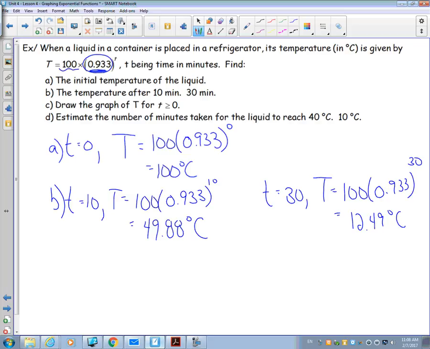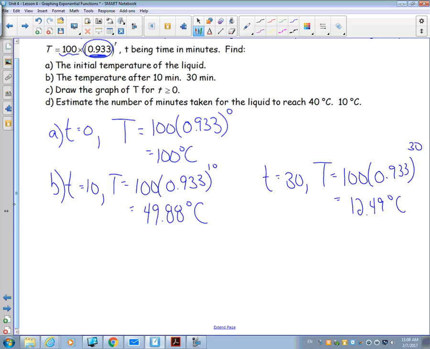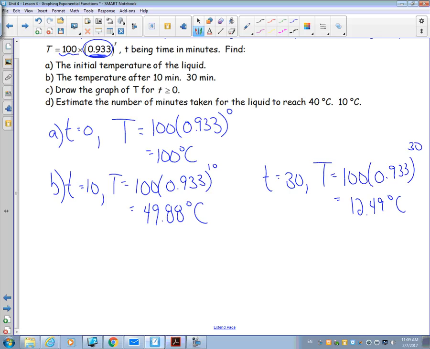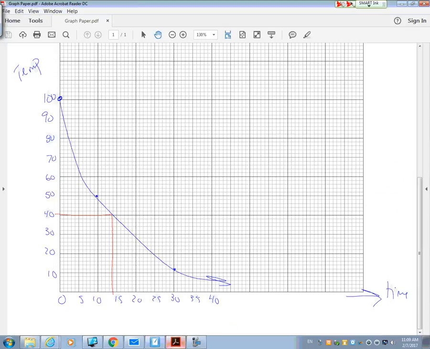Okay. Part D, we want to estimate the number of minutes taken to reach 40 degrees Celsius and 10 degrees Celsius. So where's 40 degrees Celsius? We can estimate that pretty easily. It's right there. So I'd say about 14 minutes. So D, 14 minutes to 40 degrees Celsius. And the trickier one, 10 degrees Celsius, that's across and down.